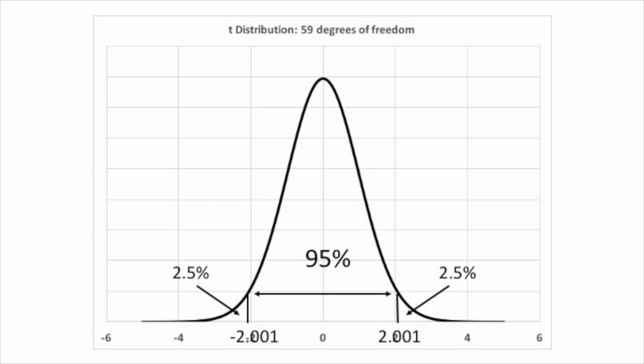So we can actually put this on our t-distribution. So here's a t-distribution with 59 degrees of freedom. We're showing 95% of the distribution in the middle because, again, we're trying to capture a 95% confidence interval. So we have 2.5% in each tail, which is why we used 2.5% when we looked up the value in the t-table. On the right side of the distribution, it's 2.001. On the left side, it's minus 2.001. So now we have everything that we need to calculate the confidence interval for the population mean.